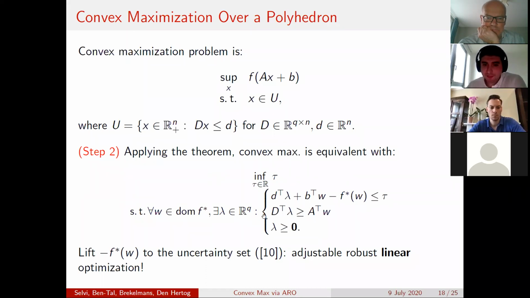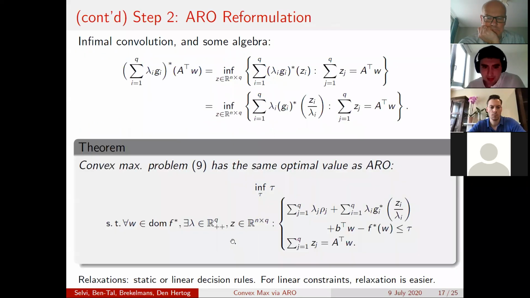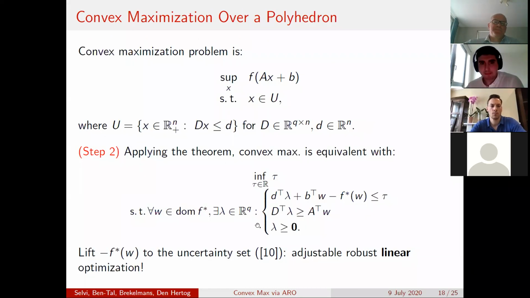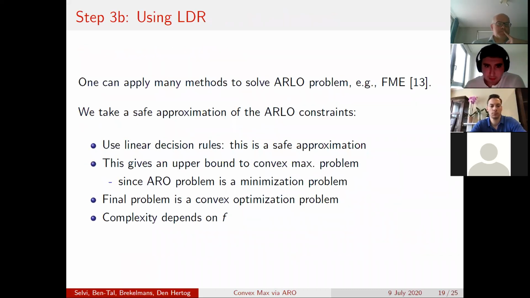If you notice here, we don't have the variable z anymore. Here we had z that is of size n times q. But thanks to the domain of the conjugate of the polyhedron, we show that this is simplified. So we don't have z anymore. And the only issue is the minus f conjugate here. But if we lift this term to the uncertainty set, then this whole problem becomes an adjustable robust linear optimization problem. And now we have an adjustable robust linear optimization problem, and there are many methods to solve this.